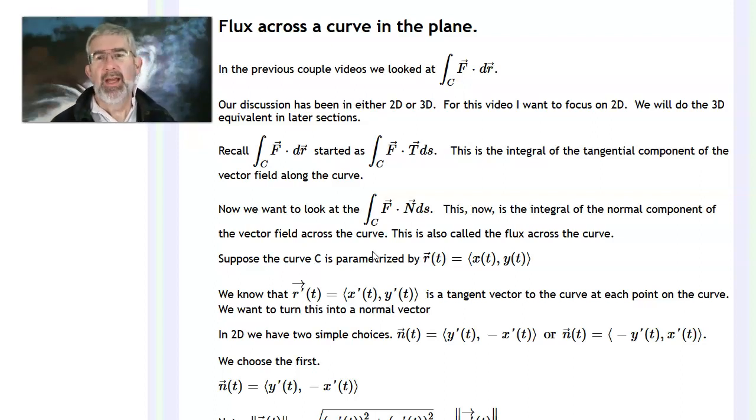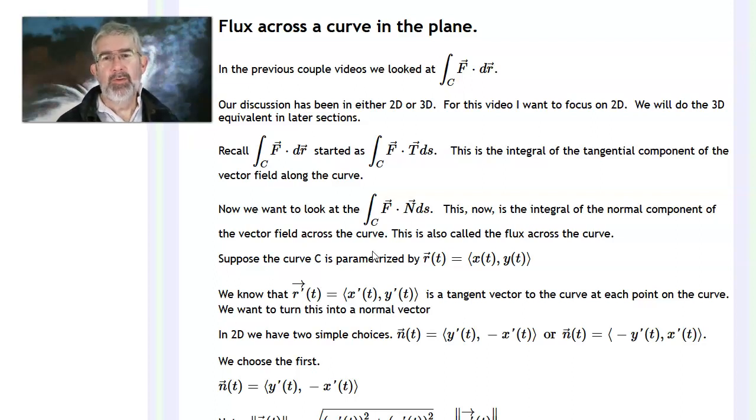Now, this was the along the curve, the integral over the curve of f dotted with dr. And we did that both in 2D and 3D. Formulas were very much the same. For this discussion, we will be doing only 2D because the 3D equivalent is not with curves, it's with surfaces. So we're just sticking with 2D right now.